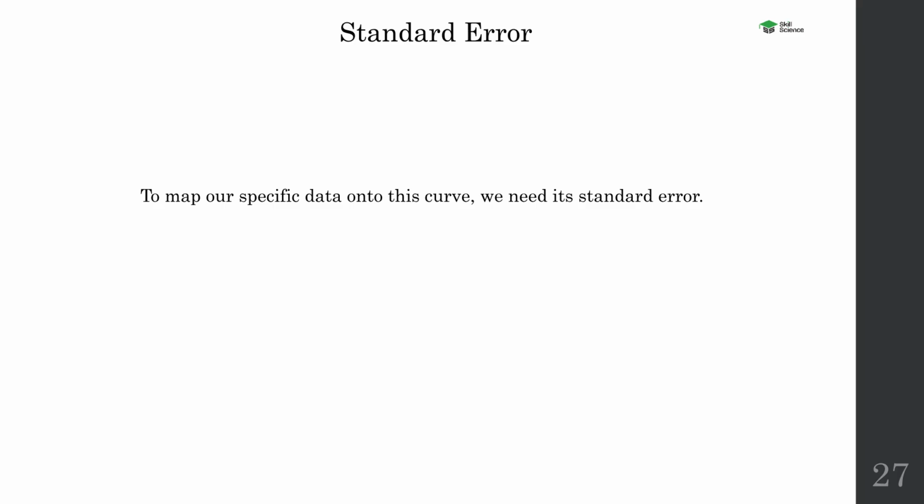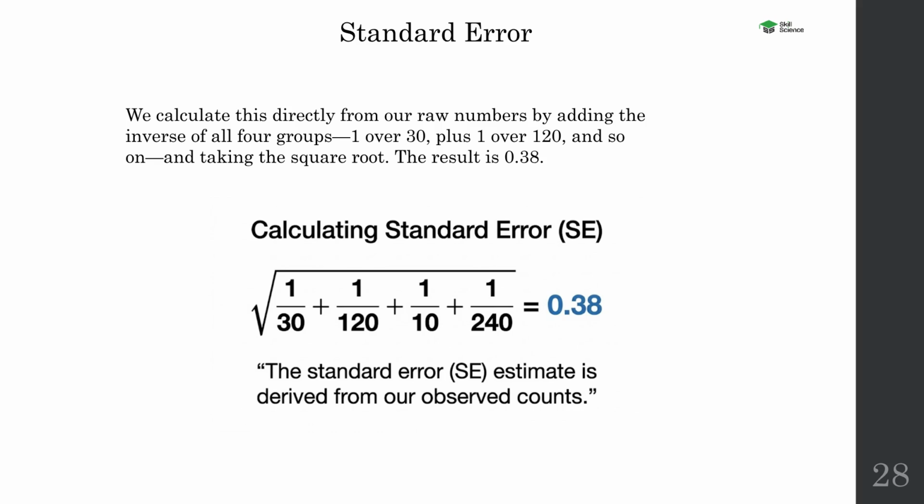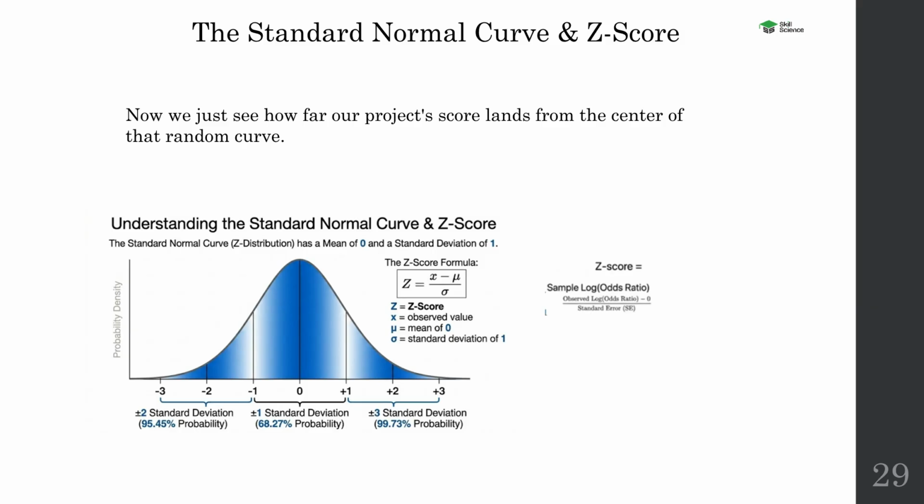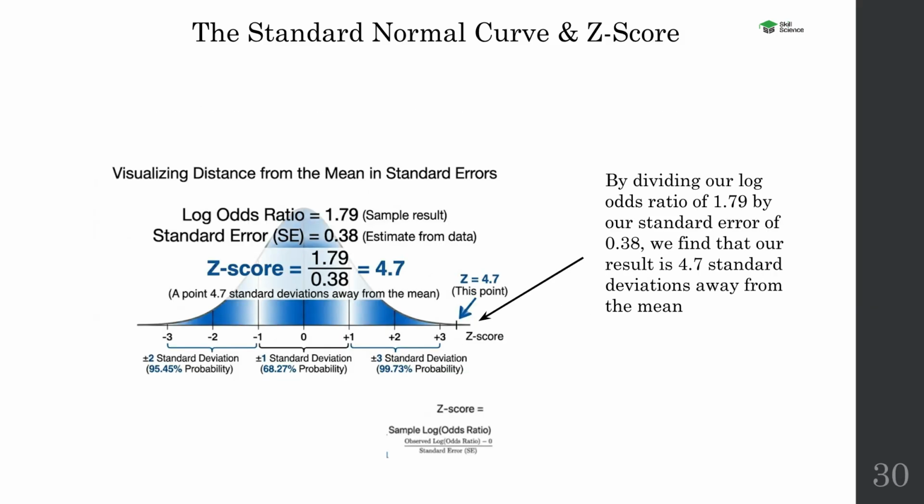To map our specific data onto this curve, we need its standard error. We calculate this directly from our raw numbers. The result, by adding the inverse of all 4 groups and taking the square root, is 0.38. Now we just see how far our project's score lands from the center of that random curve. By dividing our log odds ratio of 1.79 by our standard error of 0.38, we find that our result is 4.7 standard deviations away from the mean.